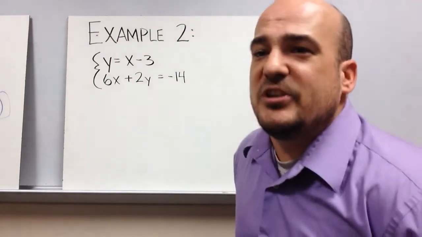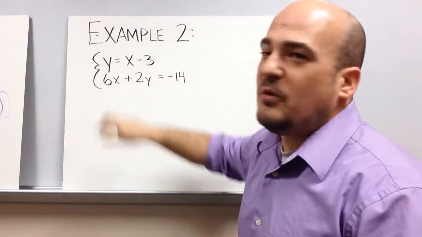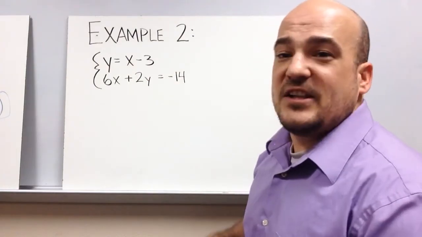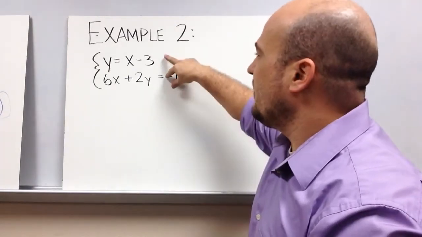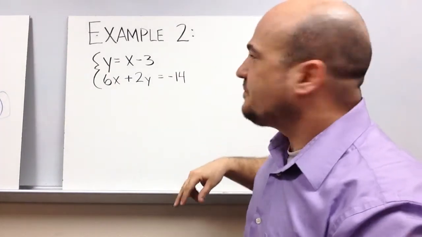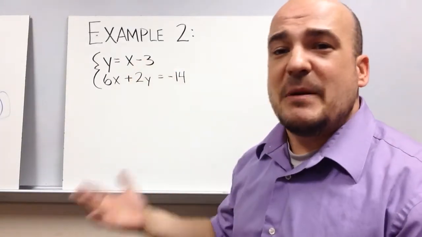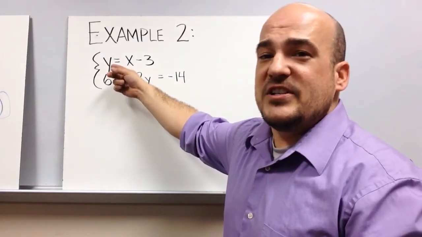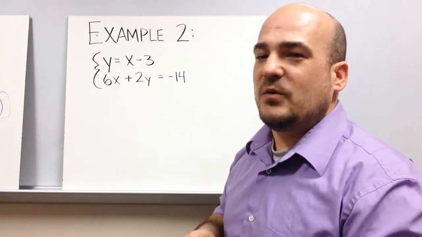All right, in example number 2 here, again, I have a system of equations. I've got two equations with two variables, and I need to solve this system and find out the value of each variable. Where these lines meet, if I were to graph them, where would they cross? Okay, where are these two equations equal? So my first equation is y equals x minus 3. Step number 1 is already done. My first step is to solve one of the equations for x or y. So this one is already solved for y equals.